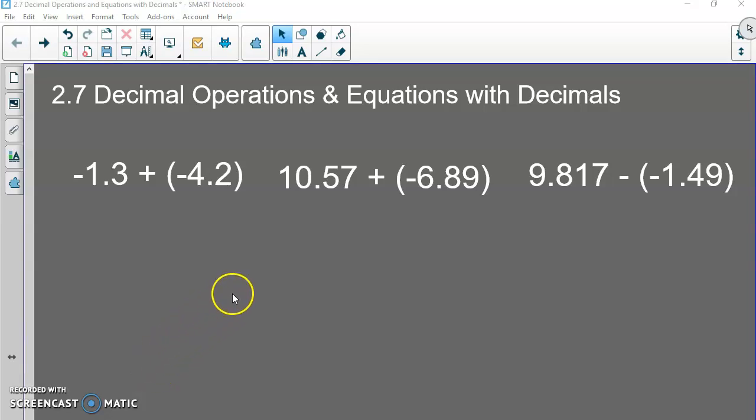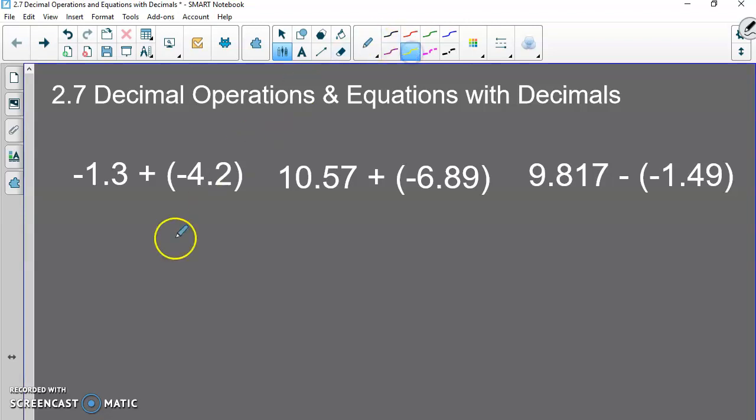In this lesson, we look to review decimal operations, things you should already know, maybe with a few signs added that makes it a little different for you. And then we'll look at a few equations that have decimals in them. Okay, so let's look at this first slide.